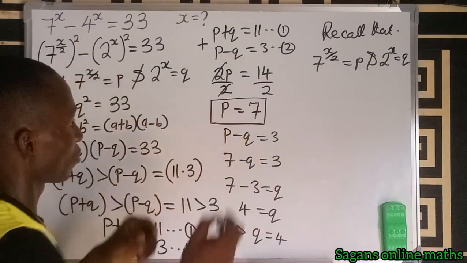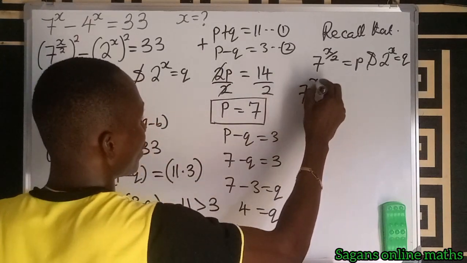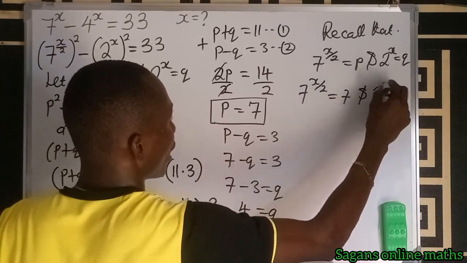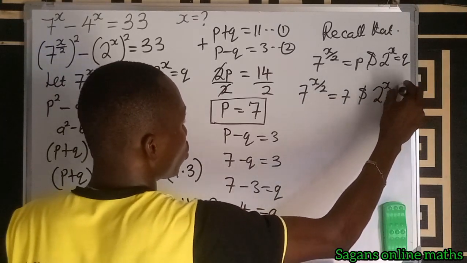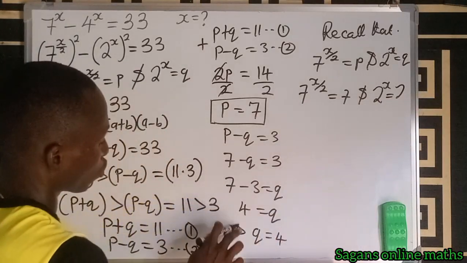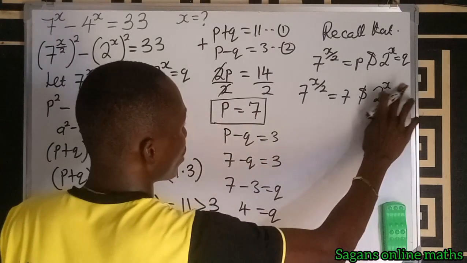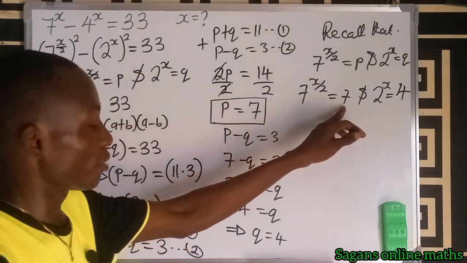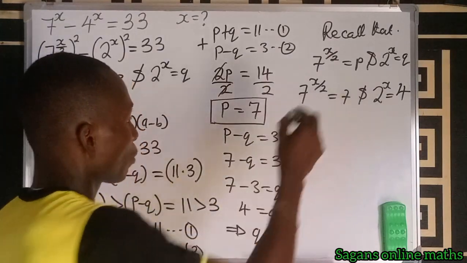Now we're talking about p is 7. So that means 7 to the power of x divided by 2 is equal to 7, and 2 to the power of x is equal to q. Q is 4, right? From here, we know that the power of this 7 here is 1.